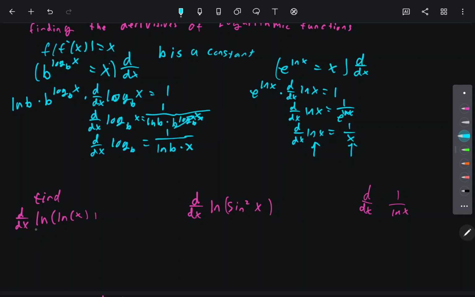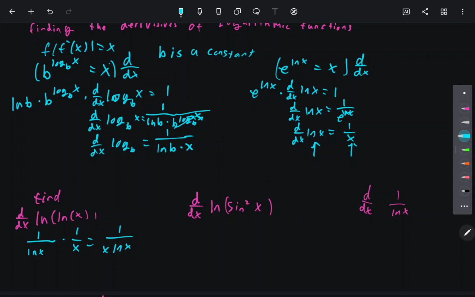So we know that we take the derivative of the outside function, which is going to be 1 over the natural log of x, times the derivative of the inside function, which is 1 over x. So we get 1 over x natural log of x. Okay, now what do we do for the second one?